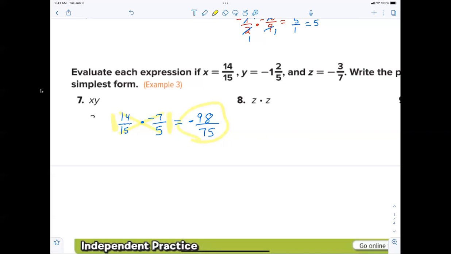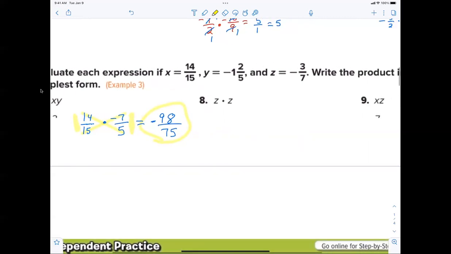All right, here we go. You get to help me. Z times Z. Yes, ma'am. Times, 2 negatives make a positive. Perfect. Can anything reduce? No. Final answer.